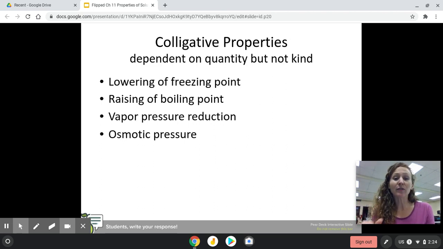Again, for all of these colligative properties, all of them come with an equation. But more important than being able to calculate, to plug in variables and chug out an answer, is being able to describe the relationship of the variables in these different equations. You want to be able to say, if X goes up, what happens to Y? If Y goes down, what happens to X? So, a general relationship.